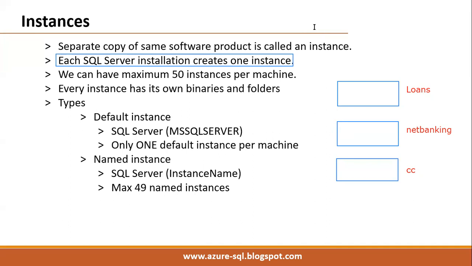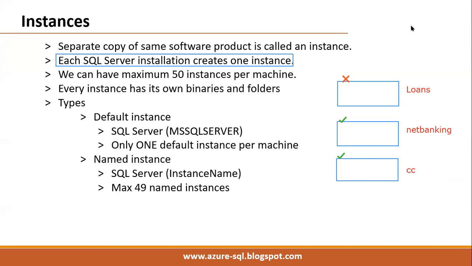Tomorrow, let's say I'm doing some maintenance activity on the loans instance. Only the loans department cannot work, right? Only that server is down. Other servers are working, other instances are running. That's why users can continue their work. That is what we have to understand: the purpose of instances, and why we create different instances. Dividing or grouping the databases separately is the main purpose of instances.